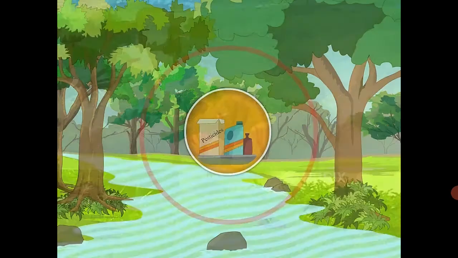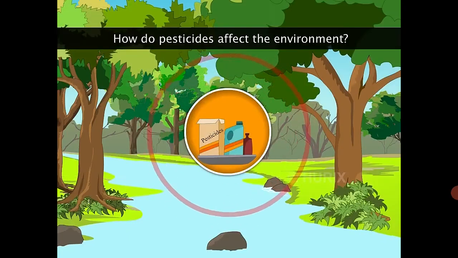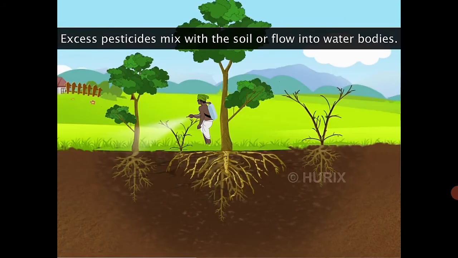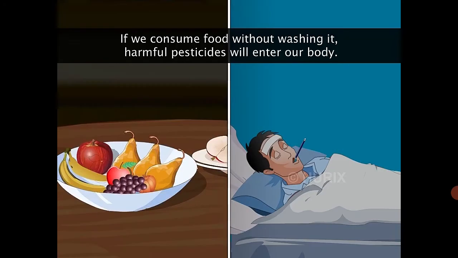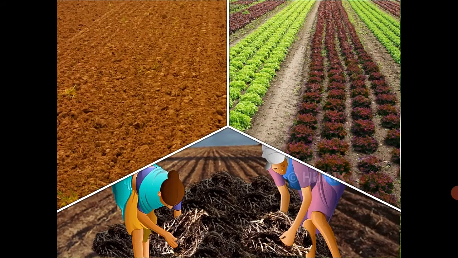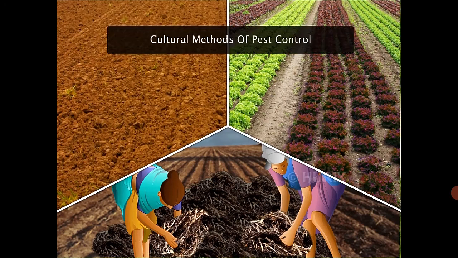Do you know how pesticides affect the environment? After pesticides have been sprayed, the excess either mixes with the soil or flows into nearby water bodies, thus contaminating both the soil and water bodies. Pesticides can affect our health if we consume food crops without washing them. To avoid the harmful effects of pesticides, farmers have started practicing various cultural methods of pest control.